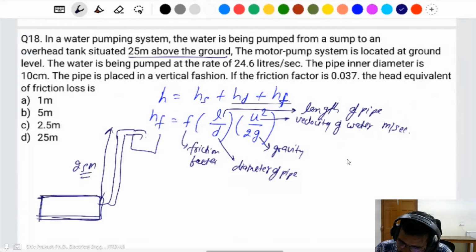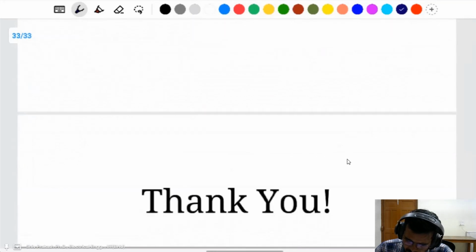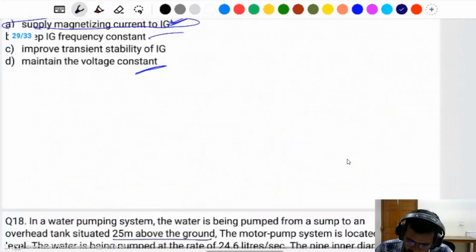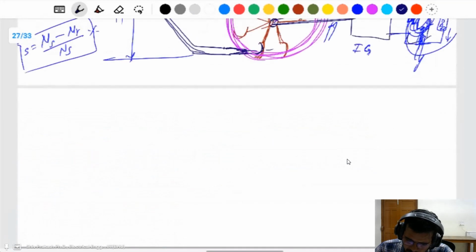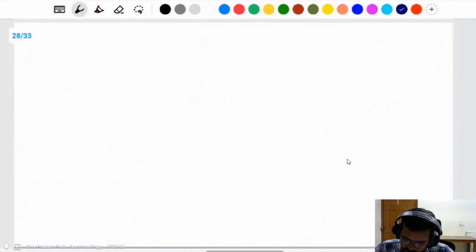Now, for calculating the head equivalent friction loss, simply calculate the total length. Length is 20. Sorry, there is some mistake in the question.